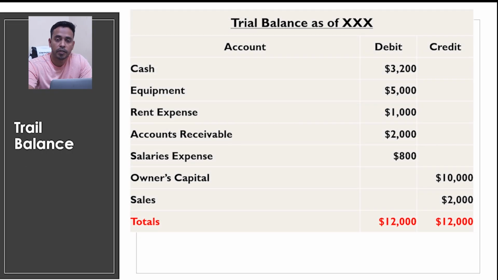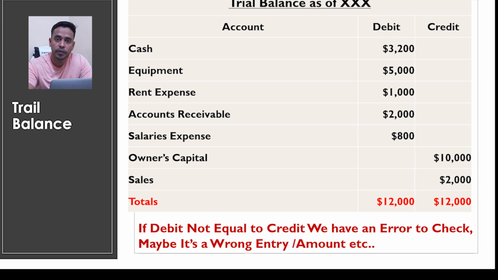Here in our slide, we prepare the trial balance from our previous example. And what is visible on the debit side? It's cash, equipment, rent expense, accounts receivable, salaries. And in the credit part, there is sales and owner's capital. And here it's matched, with a total of 12,000 on the debit side and 12,000 on the credit side. As we mentioned previously, if debit is not equal to credit, that means we have an error, so we have to check. Maybe it's because of a wrong entry or wrong amount.